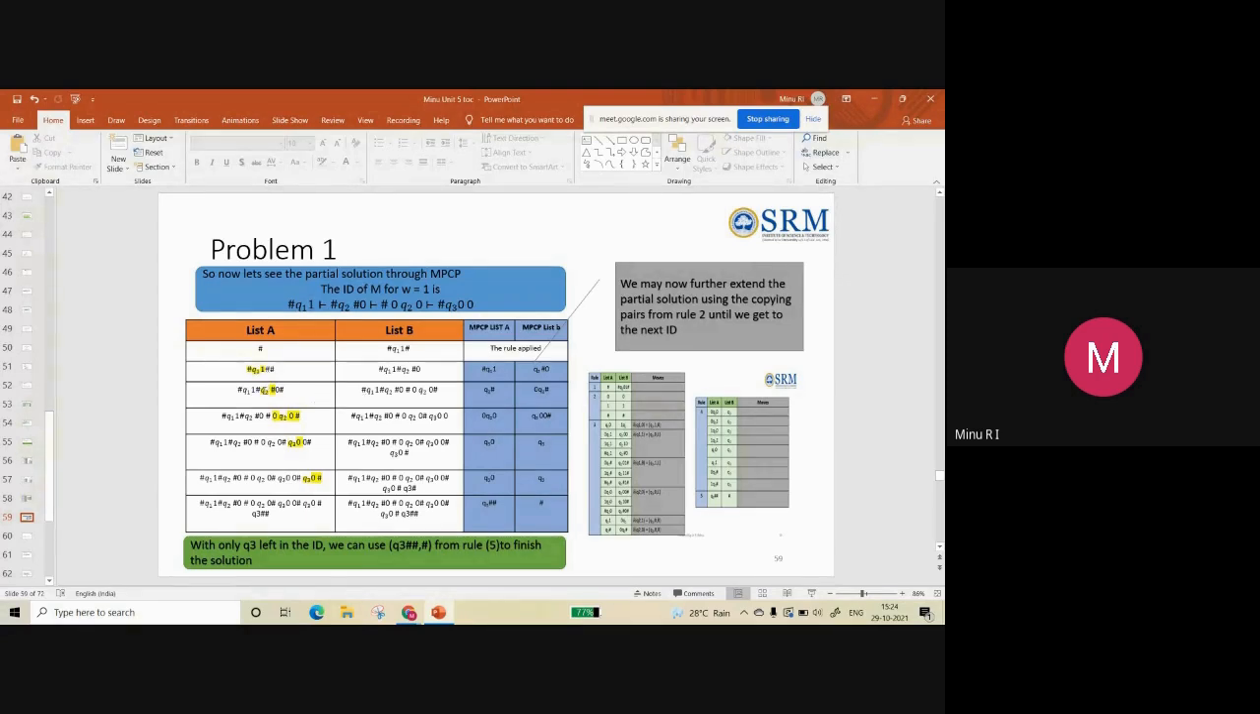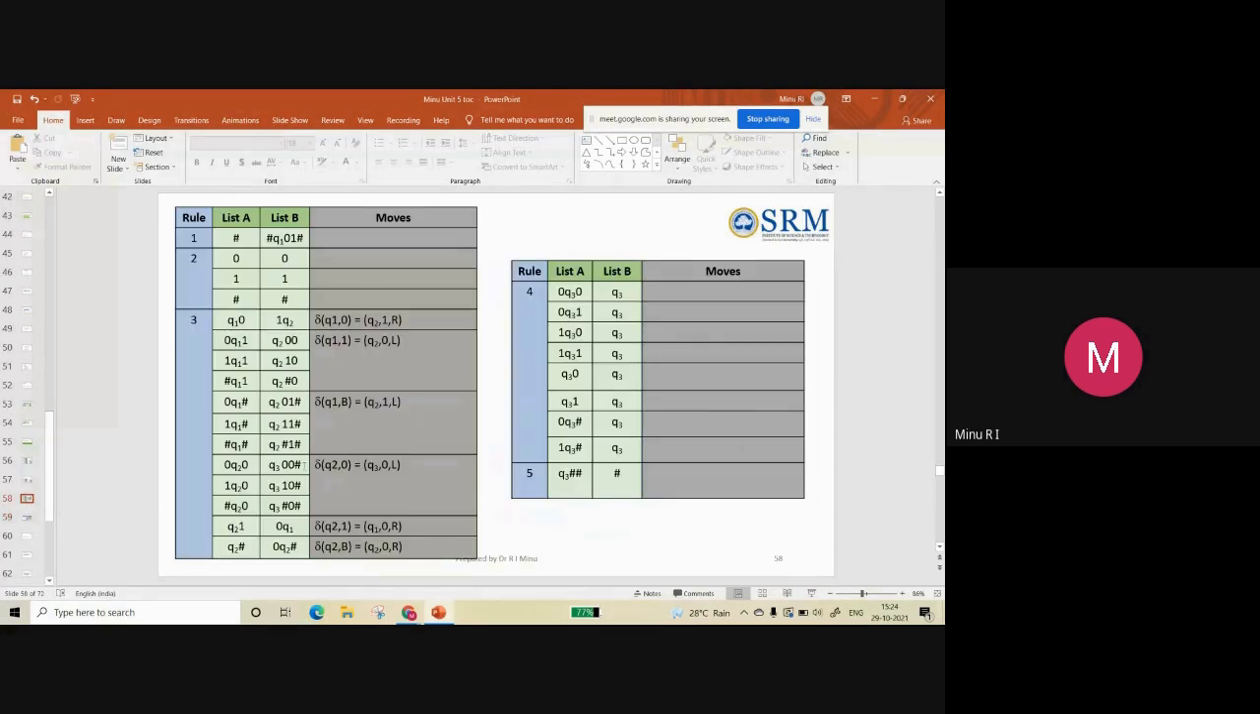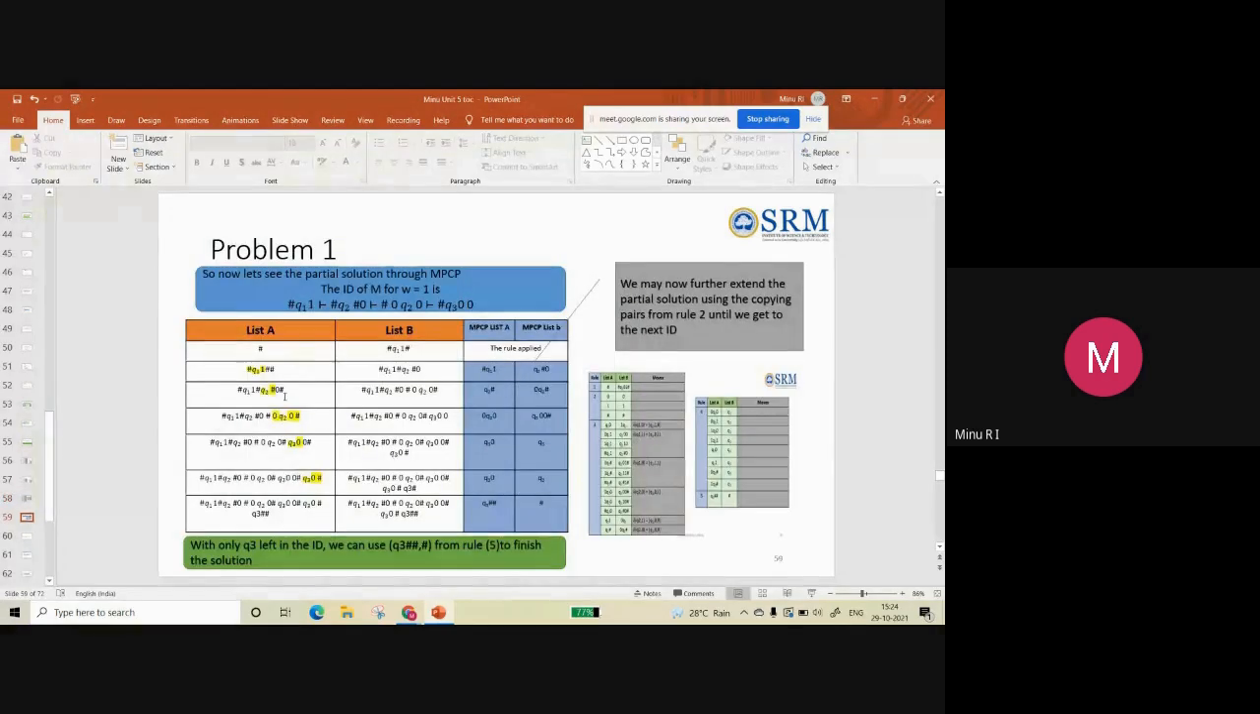Then again for hash Q2 hash, I will be searching hash Q2 hash. So this is the only combination I'm getting, 0 Q2 hash. So likewise, I will be transferring. This is my first list, then this is my second list. Next I'm just adding this. Then after here, by seeing this, I'm just copying over here.